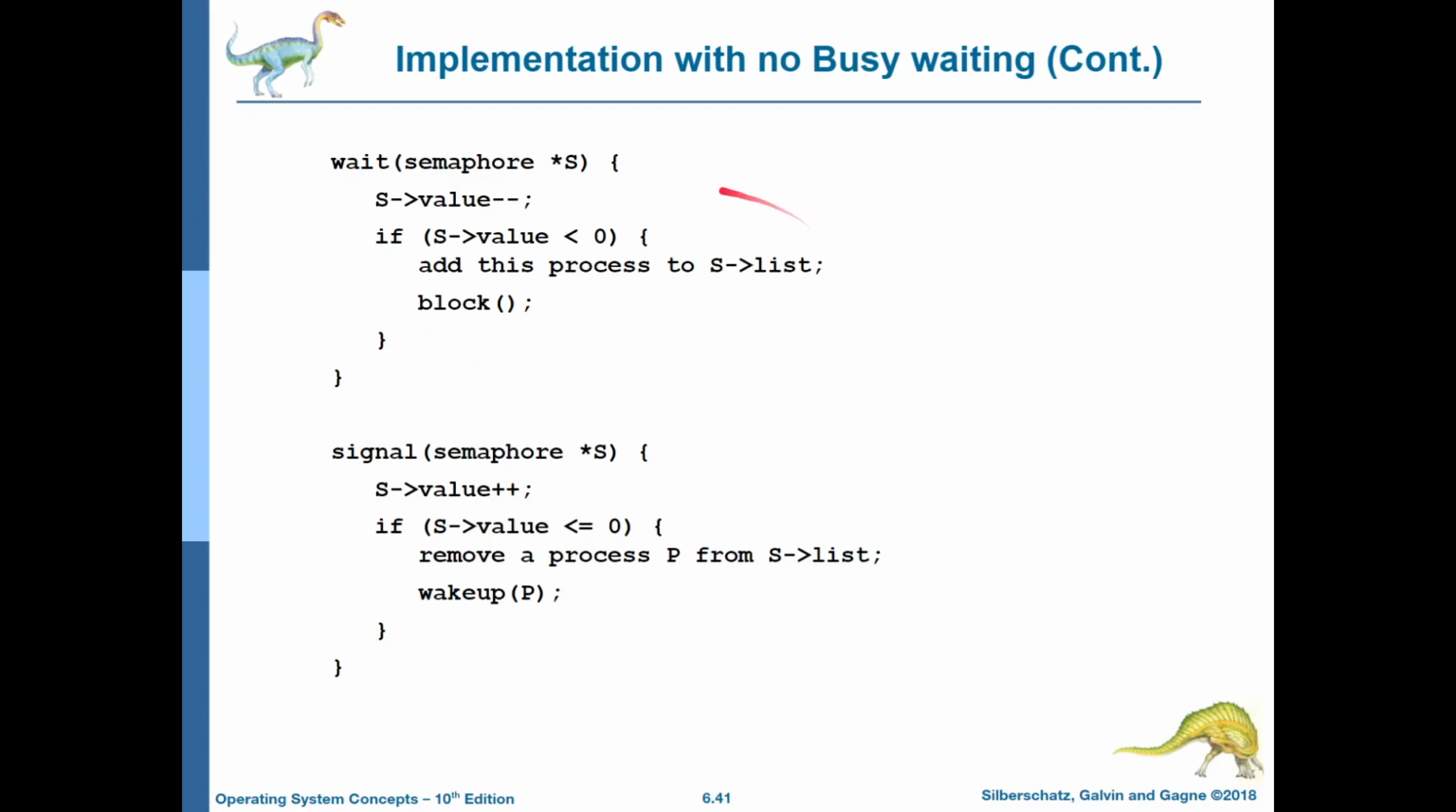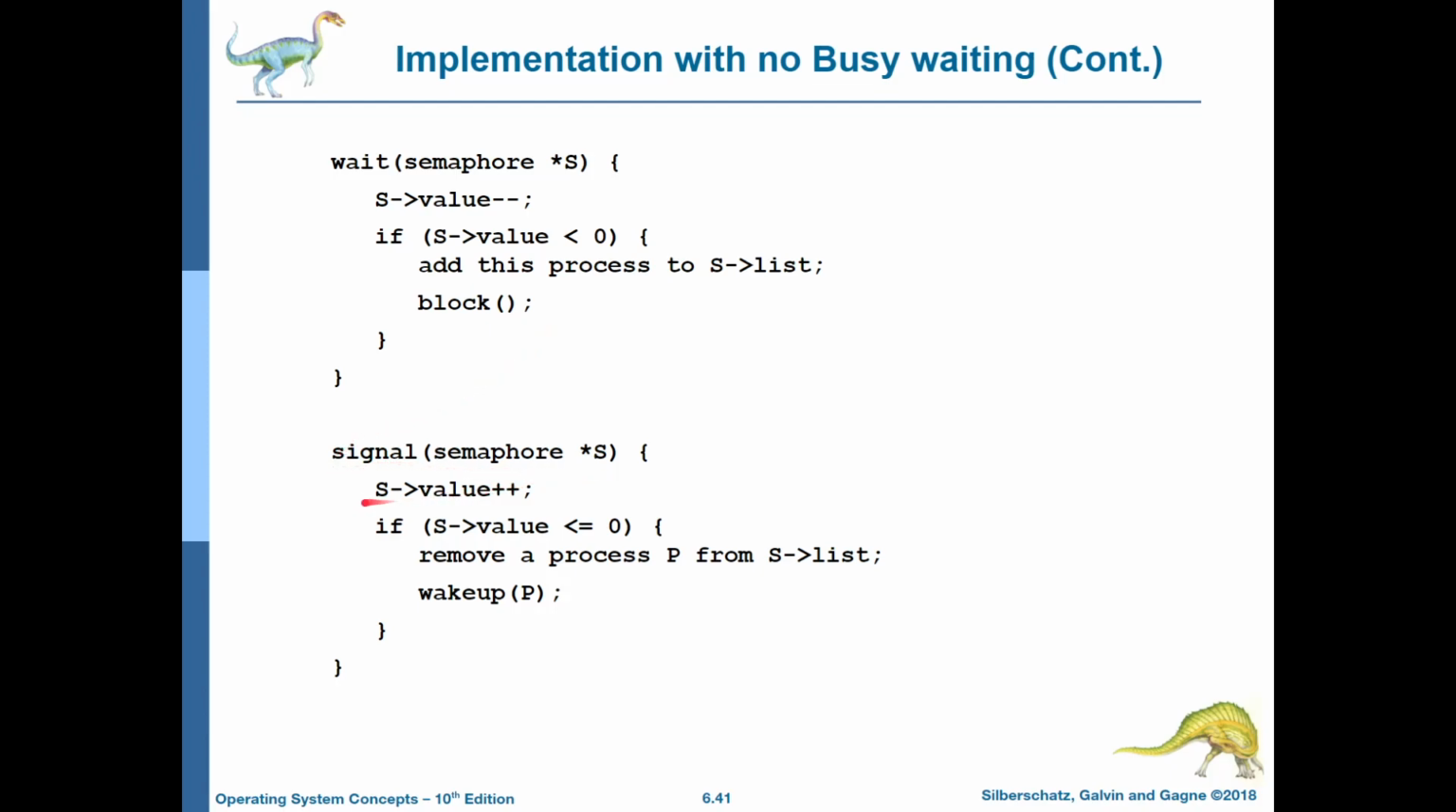So now we don't have an infinite loop. We have a wait that takes a semaphore. That semaphore value is decremented. Now, if that decremented value goes below 0, it gets added to its list of processes and it blocks. It gets added to this wait queue so that it's not wasting CPU time.